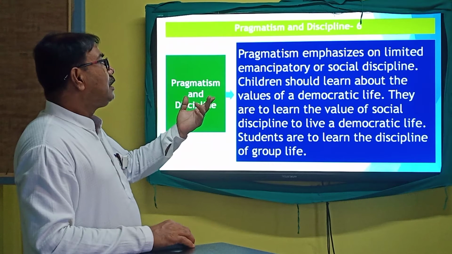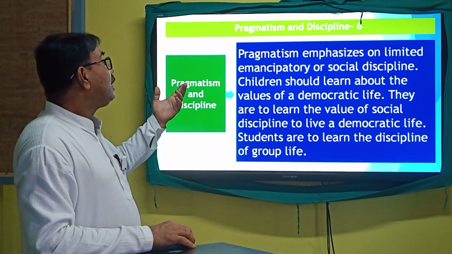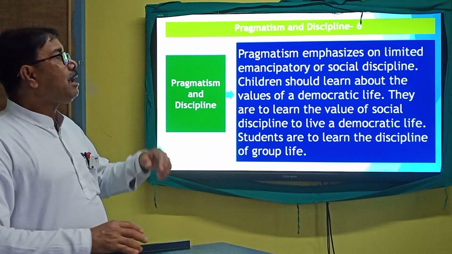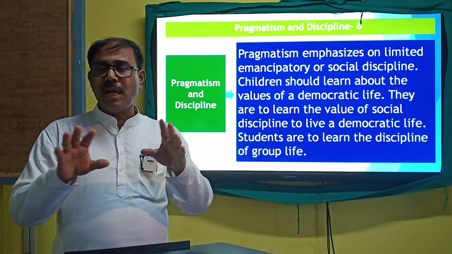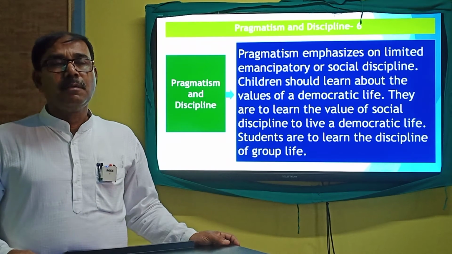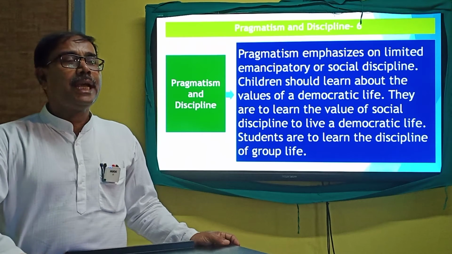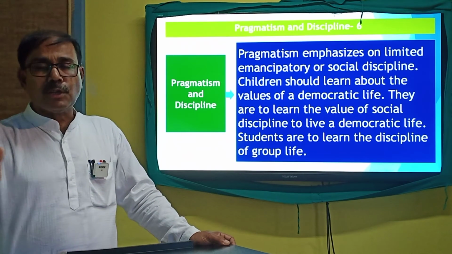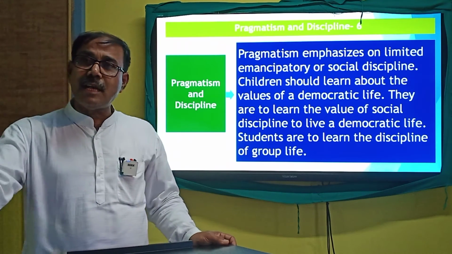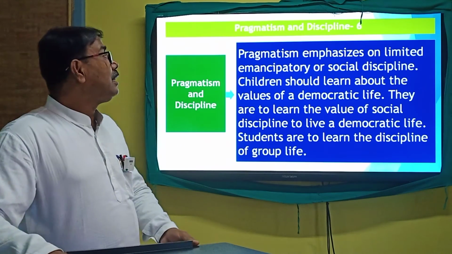Pragmatism, in this way, we find, emphasizes limited emancipatory or social discipline. Coming to the parameter of discipline, we are not discussing simply the methods of teaching, but also, in this class, the roles of the teacher according to pragmatism. First of all, we have discussed the methods of teaching. Thenceforth, we have discussed the roles of teachers in the process of teaching as well as learning.